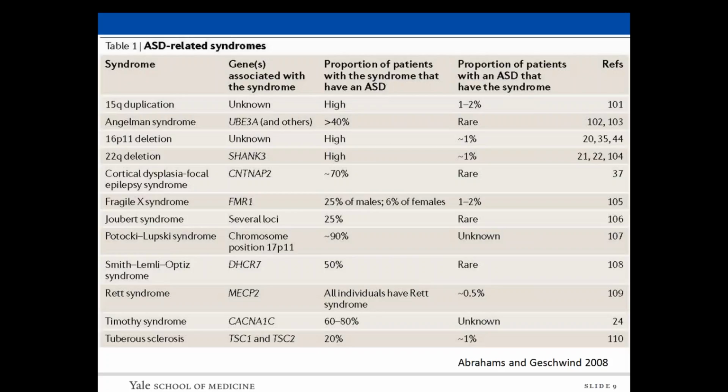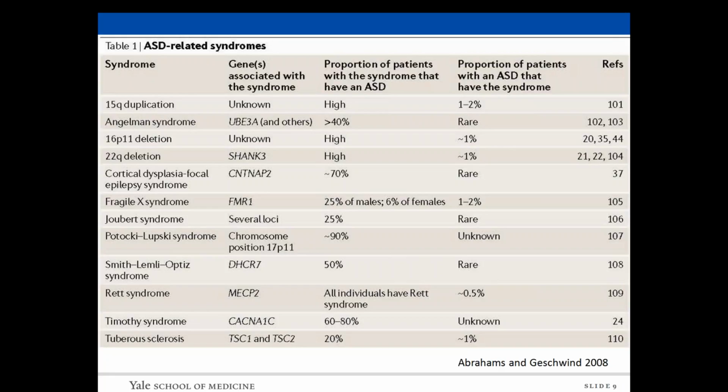So here's a table showing some of these autism-related genetic syndromes, and I'm sure you've heard of some of these, such as Fragile X and Rett syndrome and tuberous sclerosis. So many of these have been traced to mutations in specific genes. And if you look at the proportion of patients with the genetic syndrome that also meet full diagnostic criteria for autism, it can be quite high. So for example, in Fragile X syndrome, about a quarter of males meet criteria for autism and about 6% of females.